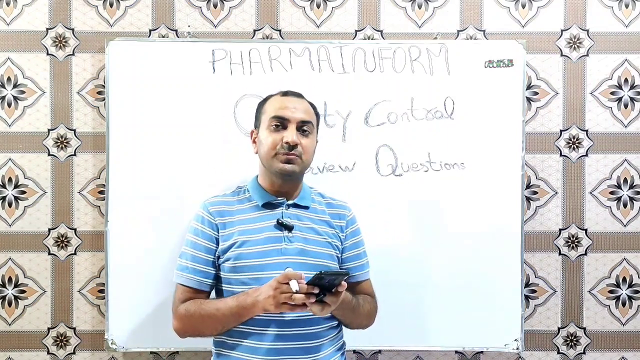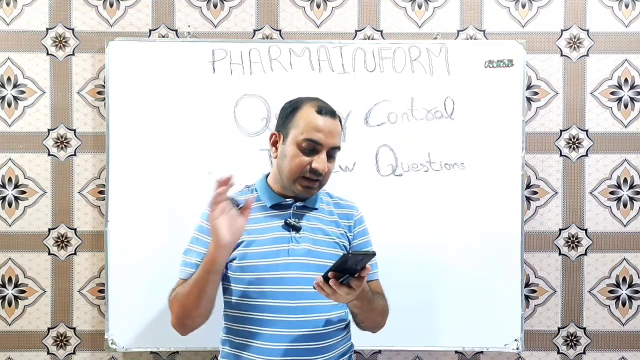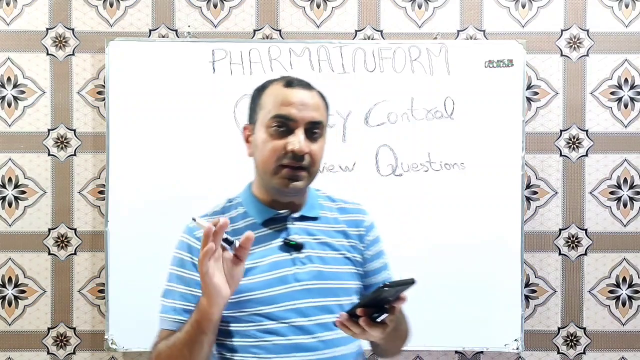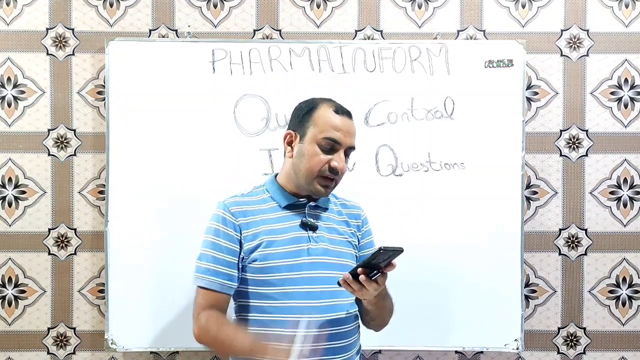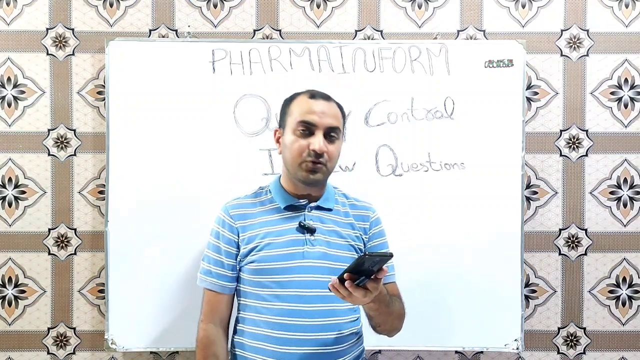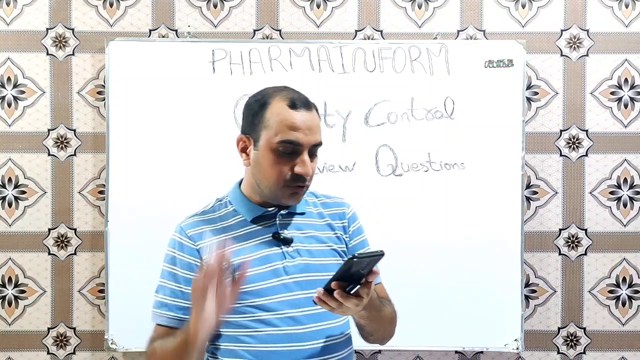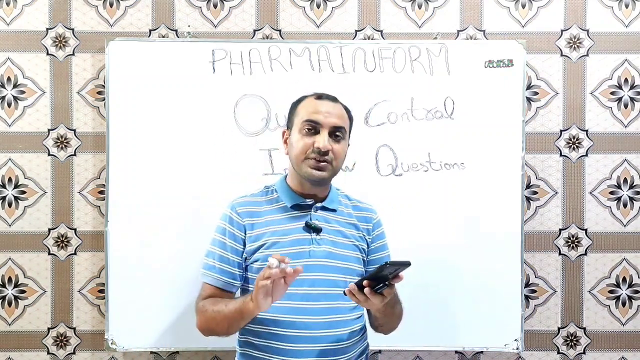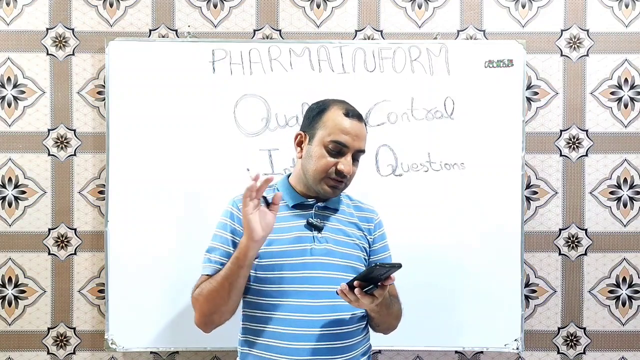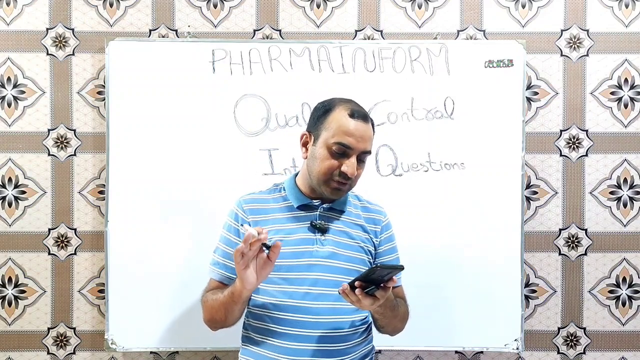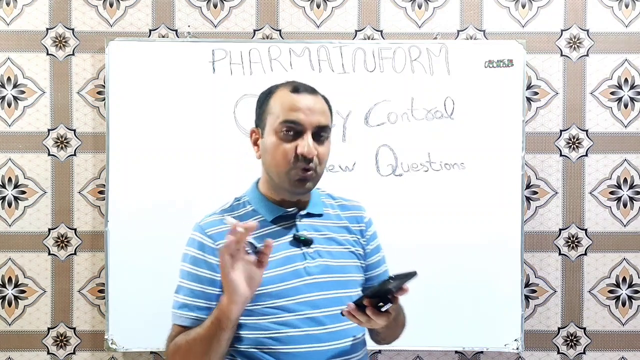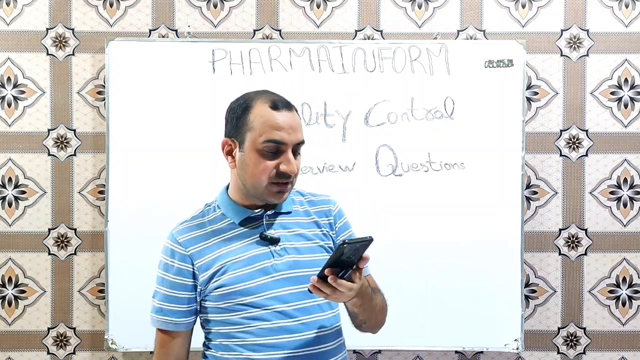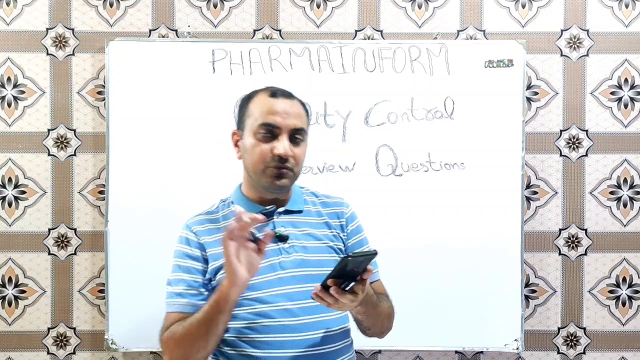Components of UV visible spectrophotometer: light source, monochromator, sample holder, detector and recorder. Which light source is used for the spectrophotometer? Deuterium lamp, halogen lamp, xenon lamp, low pressure mercury lamp. Which light source is used for UV and visible range? Most important question. Deuterium lamp is used for UV range. Halogen lamp is used for visible range.